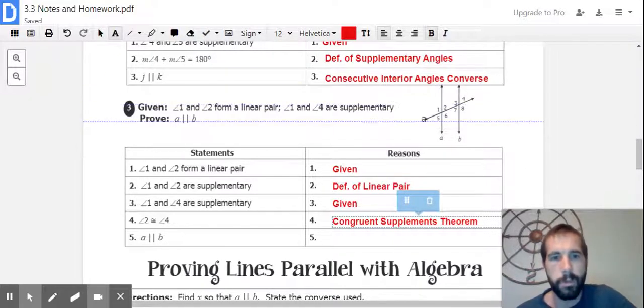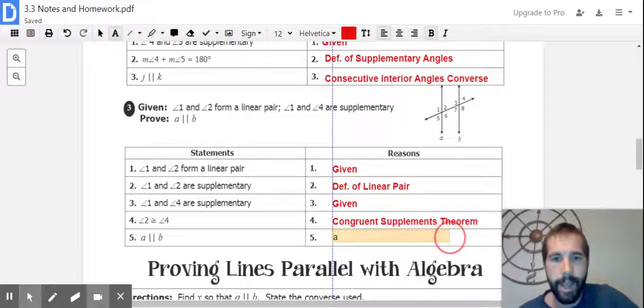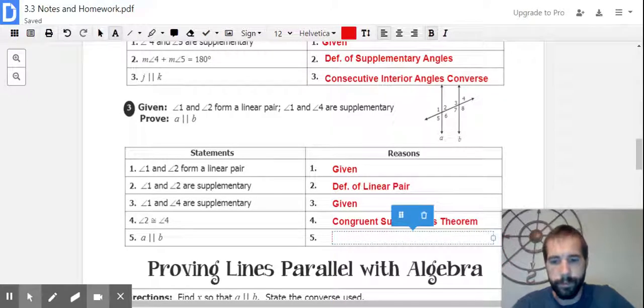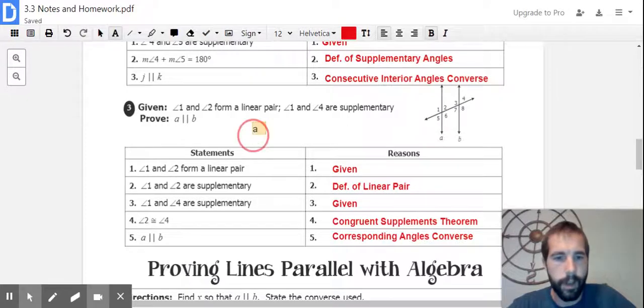2 and 4 are corresponding angles. So by the corresponding angles converse, that makes line A and B parallel. And that's what we were trying to prove. Okay, so that's how we would do a formal proof using our converses.